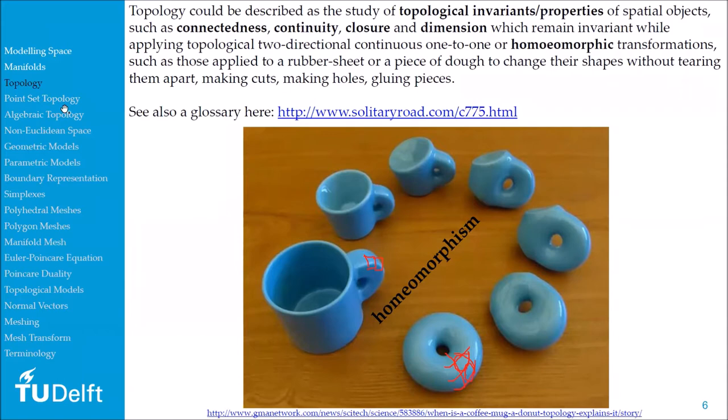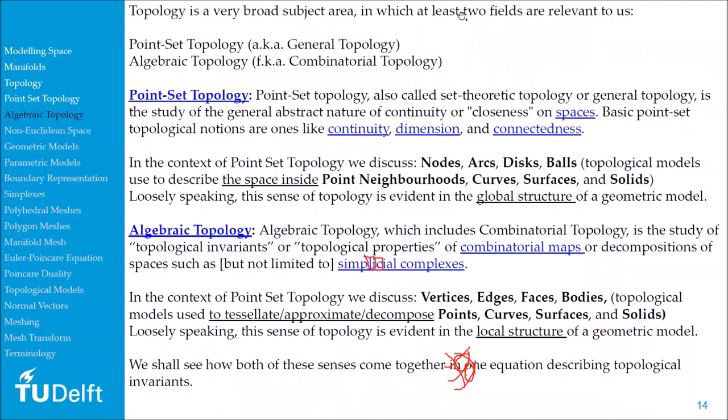topology in an algebraic sense, which will be about topological invariants or topological properties on combinatorial maps, or maps that consist of what are known as simplicial complexes, okay? And in a way, the main subject matter of today are these kinds of objects, the simplicial complexes, okay? We'll get to those.